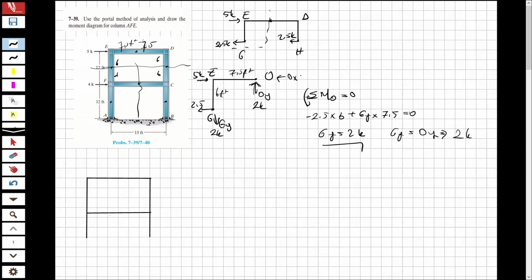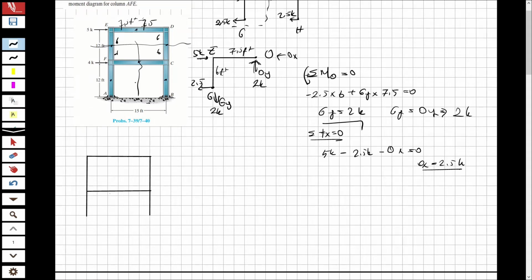Let's calculate the OX. What is OX? How am I going to calculate it? Look here, this is 5K. We are going to write total Fx equal to 0. 5K minus 2.5K minus OX equals 0, and OX will be 2.5K. So now we calculate this part also.